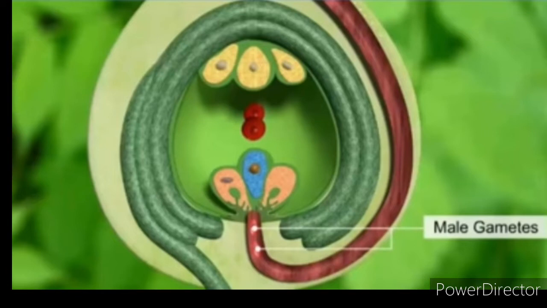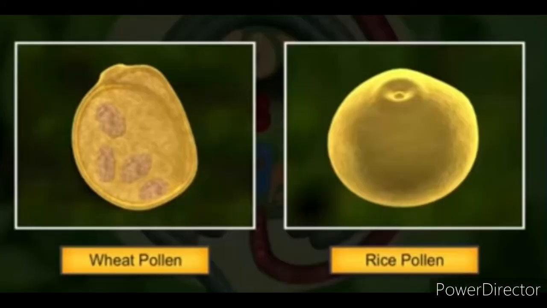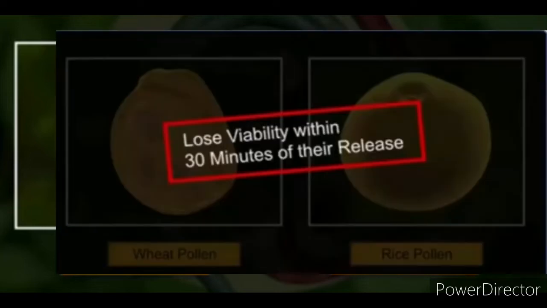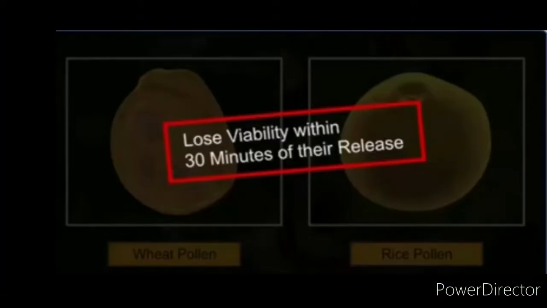Now we will discuss the next factors. Viability of pollen grains depends on the prevailing temperature and the humidity. In some cereals like rice and wheat, pollen grains lose viability within 30 minutes of their release. Okay, in rice and wheat plants, after the dehiscence, the pollen grains should reach the stigma within 30 minutes. See that one.